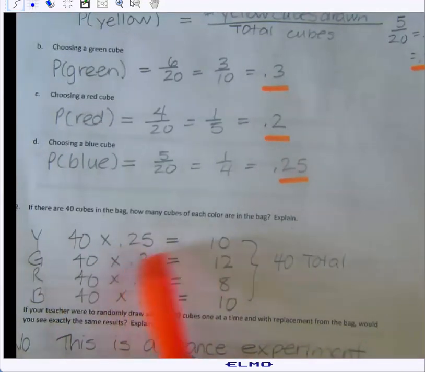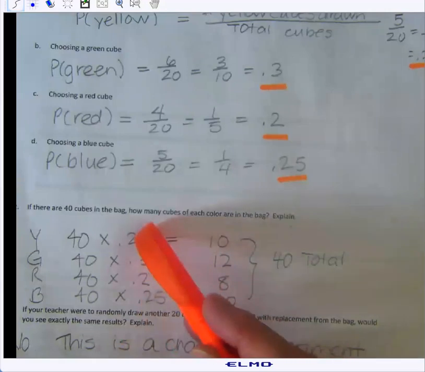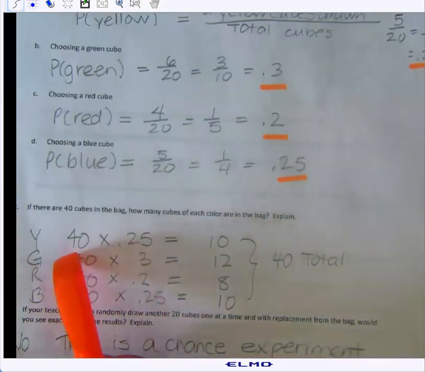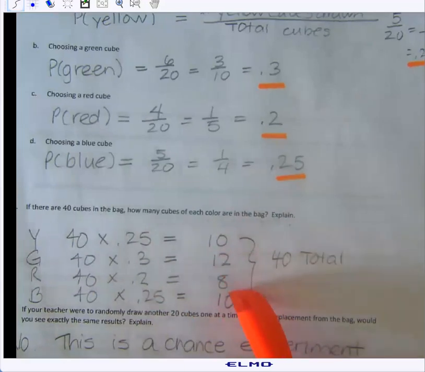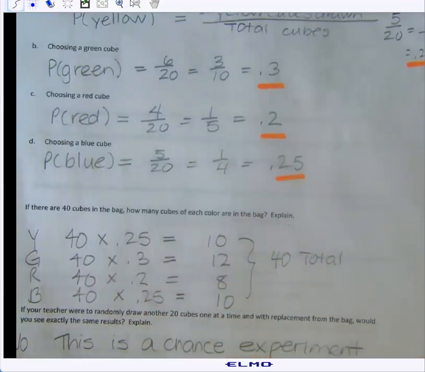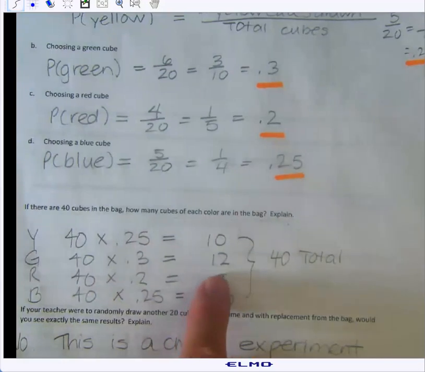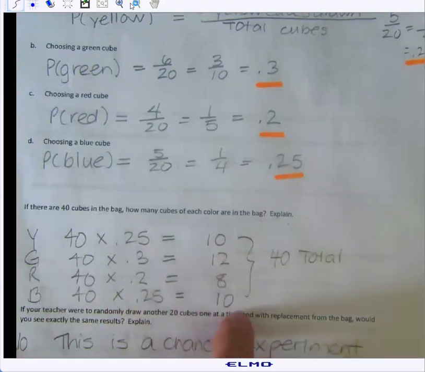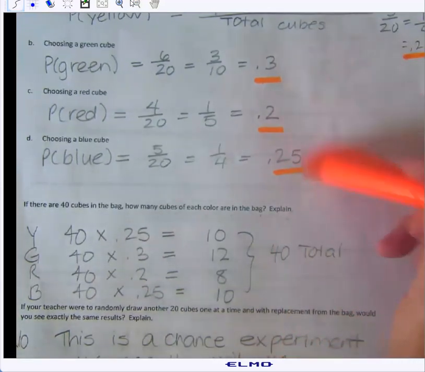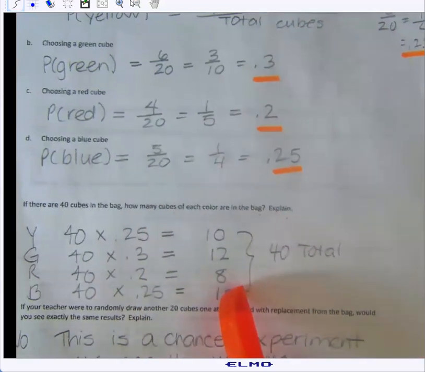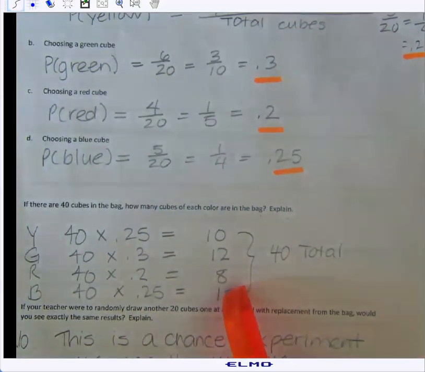So 40 times 0.25 is 10. So you take your probability and you multiply it by the total, and that will give you your predicted number for each of those cubes. So we predict there are 10 yellow, 12 green, 8 red, and 10 blue. And sure enough, all that adds up to 40 cubes. So that's how we're using experimental probability here to predict what we think is actually in the bag.